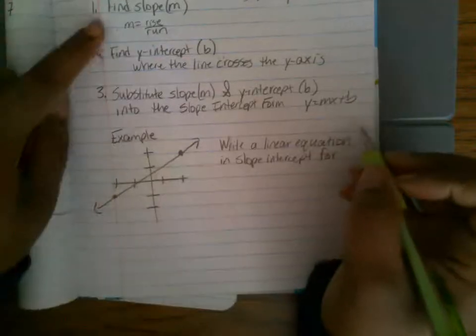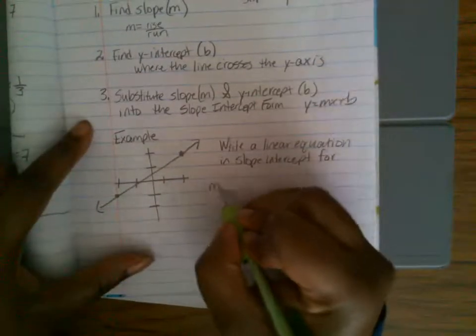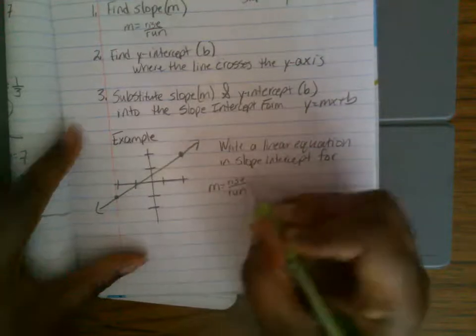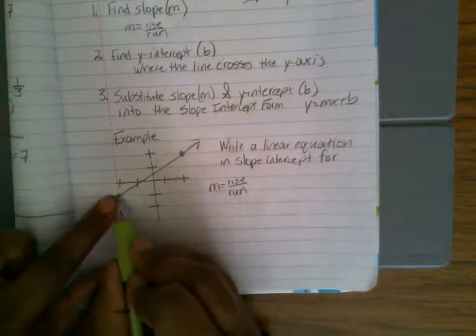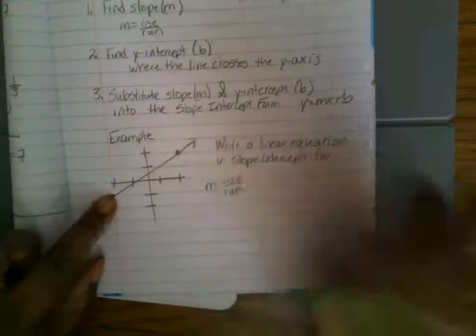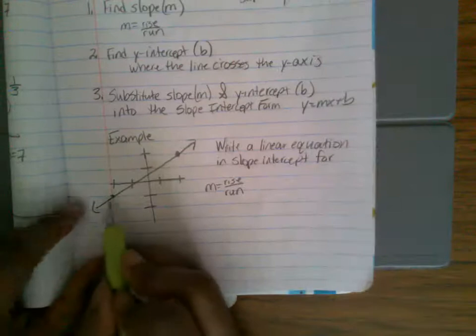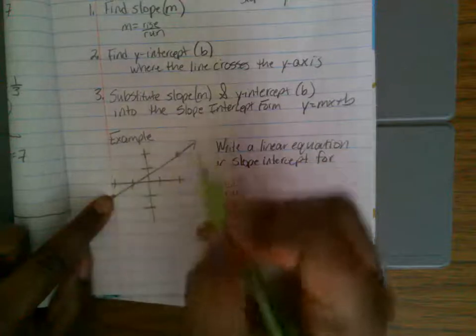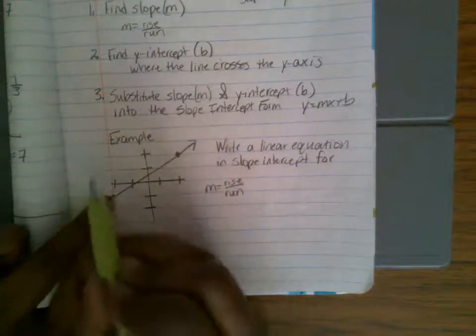So the first step is to find the slope. So I'm going to find my rise over my run first. I'm going to go from this point to this point. Or I can go from here to here. It doesn't matter which point I start at. I'm just going to start here. My rise is going to be a positive number because I'm going to go up. If I was going down, it would be negative. Since I'm going up, it's going to be positive.